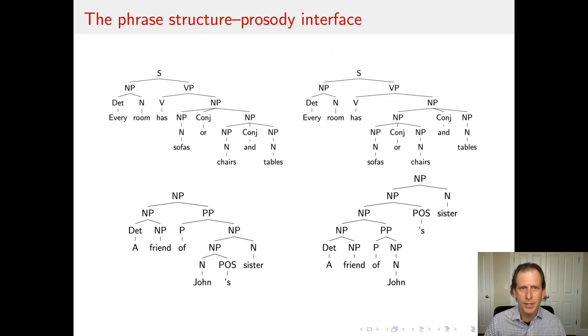Here are two more examples of the phrase structure prosody interface. With and and or: every room has sofas or chairs and tables versus every room has sofas or chairs and tables. Once again, the higher level break corresponds to the location of a prosodic boundary, an actual pause in my speaking. And with possessives as well. What's the difference between a friend of John's sister versus a friend of John's sister? Once again, you may be able to reliably distinguish between the two. Okay, we're going to pause here and then go to the last section of today.